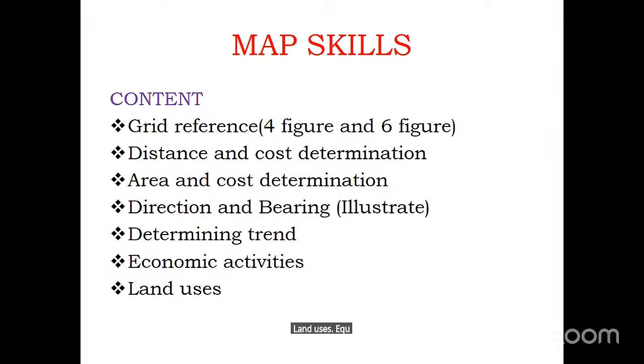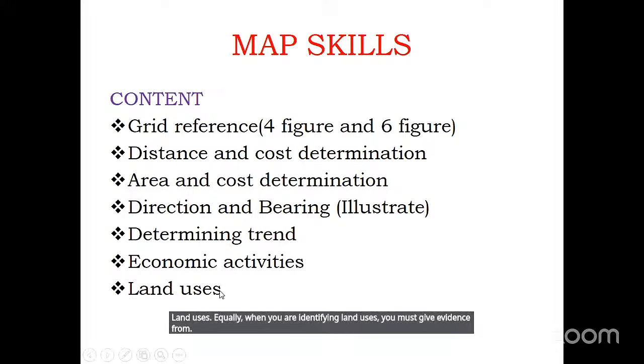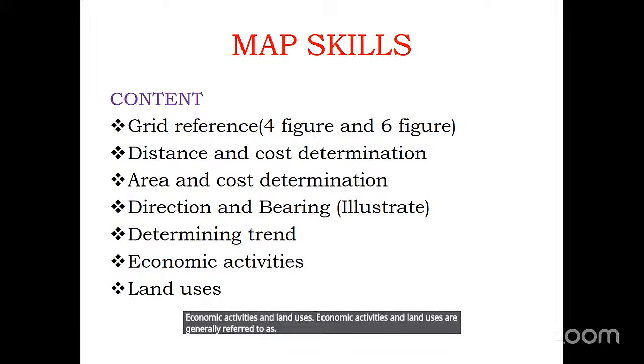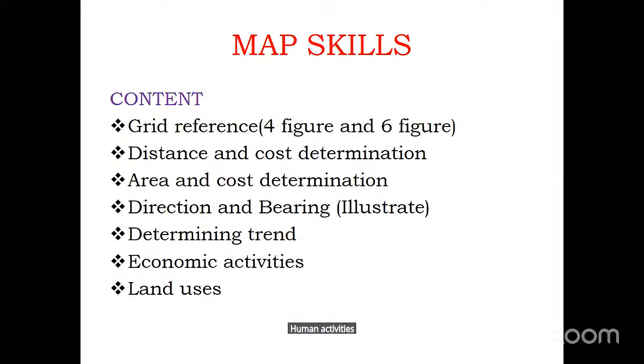Equally, when you are identifying land uses, you must give evidence from the map. I wonder if there is any group that can't differentiate between economic activities and land uses. Economic activities and land uses are generally referred to as human activities. I want to give a scenario here in form of a statement.